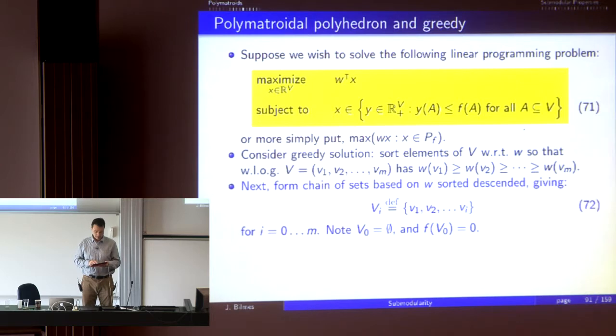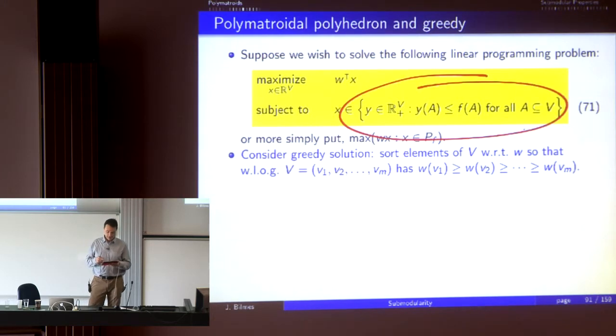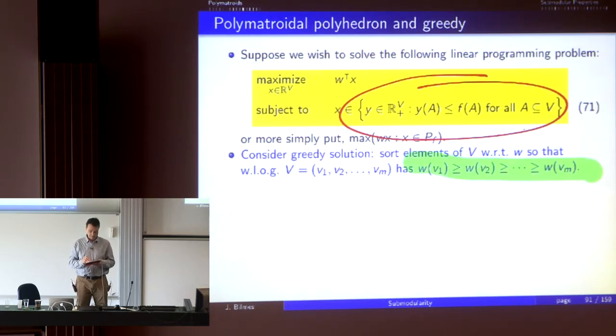Okay. So what is the greedy solution? Well, the greedy solution basically says the following. We sort the elements. We take the vector w, so w is like an input parameter, and we sort them in decreasing order. Okay, and that gives us a permutation. And let's, without loss of generality, just assume that V is ordered, or is renamed, in the decreasing order of the vector W. Okay.